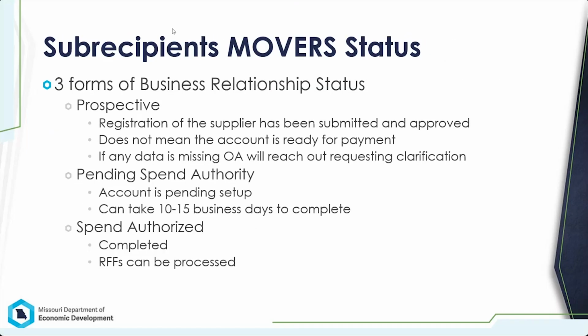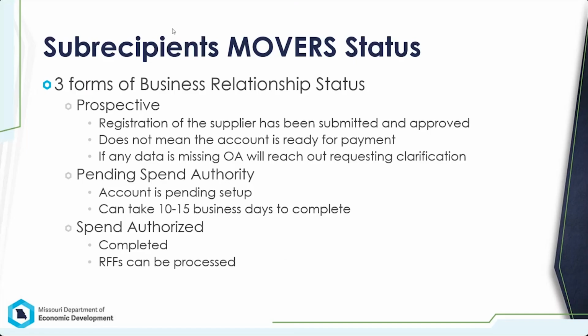There are 3 forms of business relationship status they'll find on their profile. The first one, once they're done registering and they get all their documents set up, is prospective. This is the registration of the supplier has been submitted. Does not mean the account is ready for payment yet. If any data is missing, OA will reach out requesting clarification. So if the subrecipient is just registered into movers and then they send an RFF right afterwards, we won't be able to pay it out until we get to that final one of spend authorized.